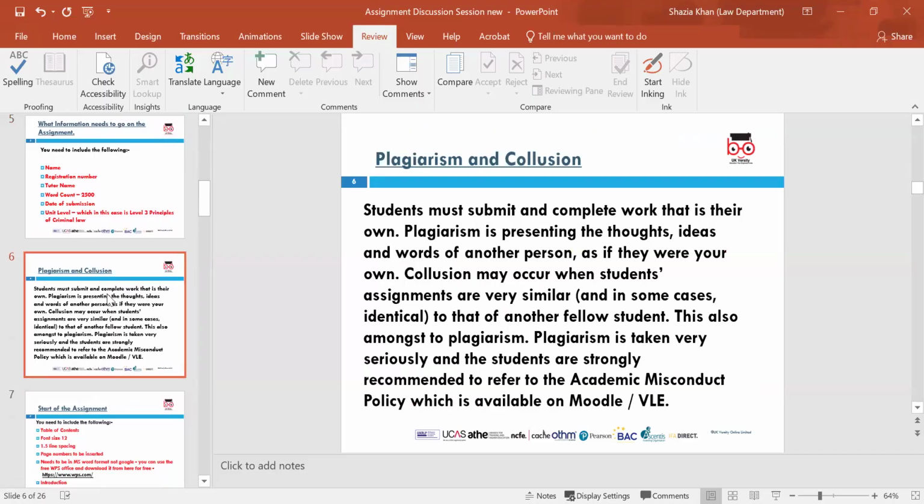Again, going through plagiarism and collusion, which is really important. You need to make sure that the work you submit and complete is your own work, okay? Plagiarism is presenting the thoughts, ideas, and words of another person as if they were your own work. Collusion may occur when students' assignments are very similar. In some cases, they are identical to that of another fellow student. So you need to make sure you are not copying any other student's work. This amounts to plagiarism, okay? And plagiarism is taken seriously, and students are strongly recommended to refer to the academic misconduct policy, which is available on Moodle, which is the virtual learning environment that we use for UK Varsity.